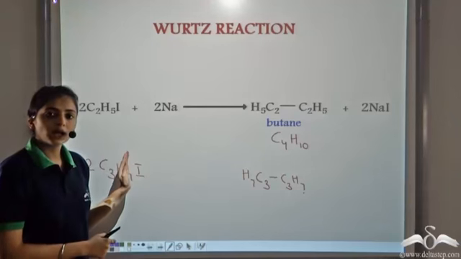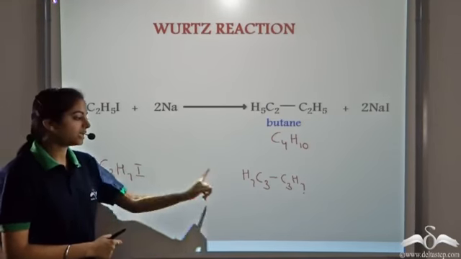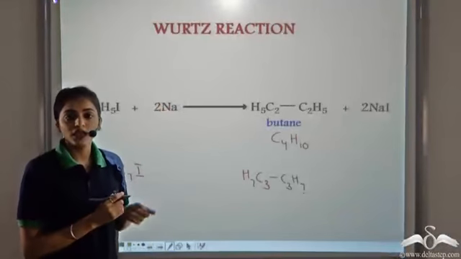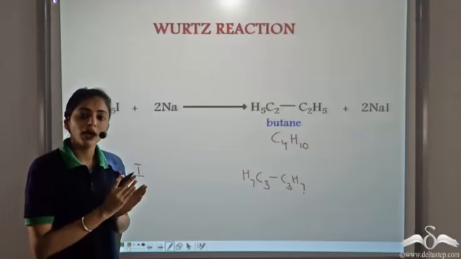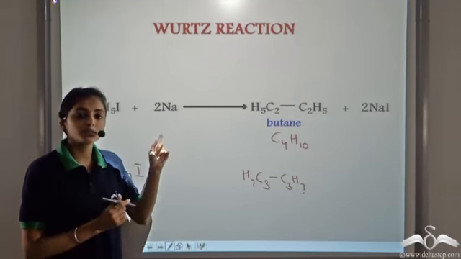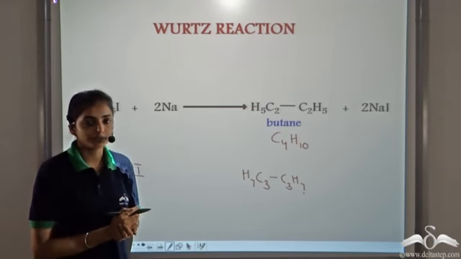So whether we start with an even or an odd numbered iodoalkane, we get an even numbered alkane. So by using Wood's reaction, it is possible to form alkanes containing only even number of carbon atoms. So this method cannot be used to form alkanes containing odd number of carbon atoms.